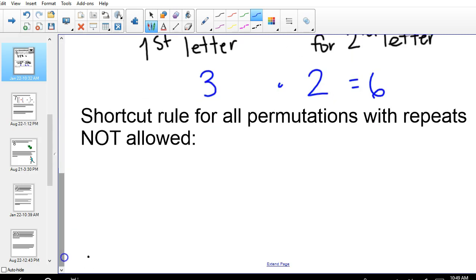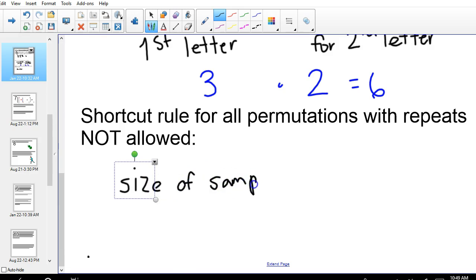So now the shortcut rule for this is probably going to have some stuff you haven't seen before. So the size of the sample space is going to be this. Make sure I got it right.